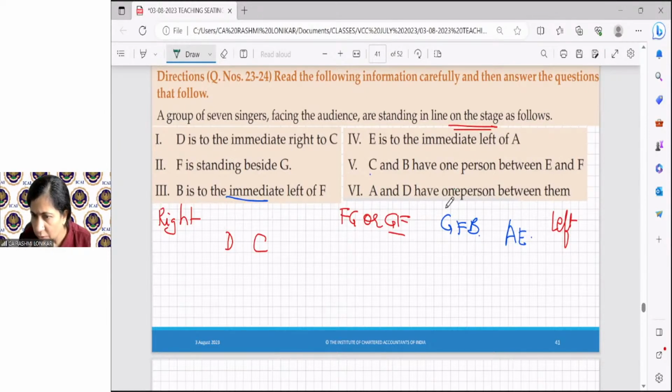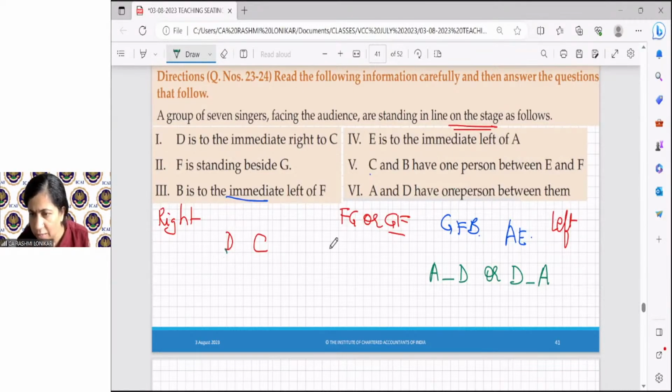E and F. Okay, let us see. A and D have one person between them. So I have A dash D or I have D dash A. Now what is happening? D is to the immediate right of C. So C, immediate right. So my D's position is fixed.